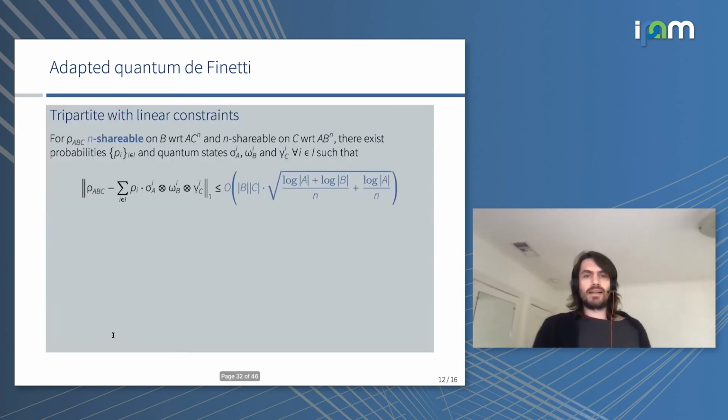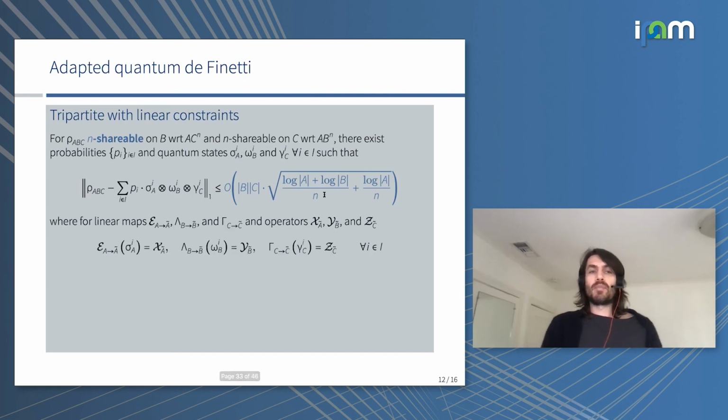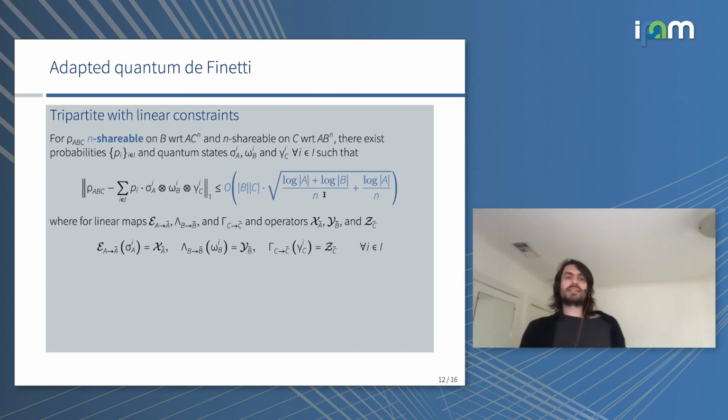I think I have to speed up here a bit, but basically we now have this tripartite state, and we ask it to be shareable on B and C now. Because we have a tripartite state, we have to do this shareability in two systems, and then we find that this is close to these tripartite separable states, again up to some approximation. But moreover, we can also incorporate these linear constraints. If you have some linear constraints on A, B, and C, then every element in this convex combination can be made to fulfill these linear constraints.